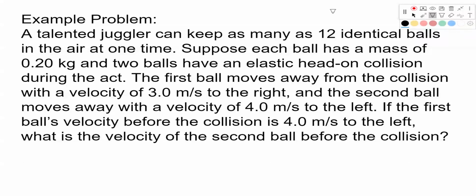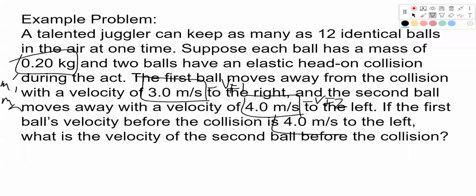All right, so let's identify some information. Here we have the mass. Lucky for us, the mass for object 1 and mass for object 2 are the same. And then here is our velocity final for object 1, and here is our velocity final for object 2. And then they only gave us velocity initial for object 1.